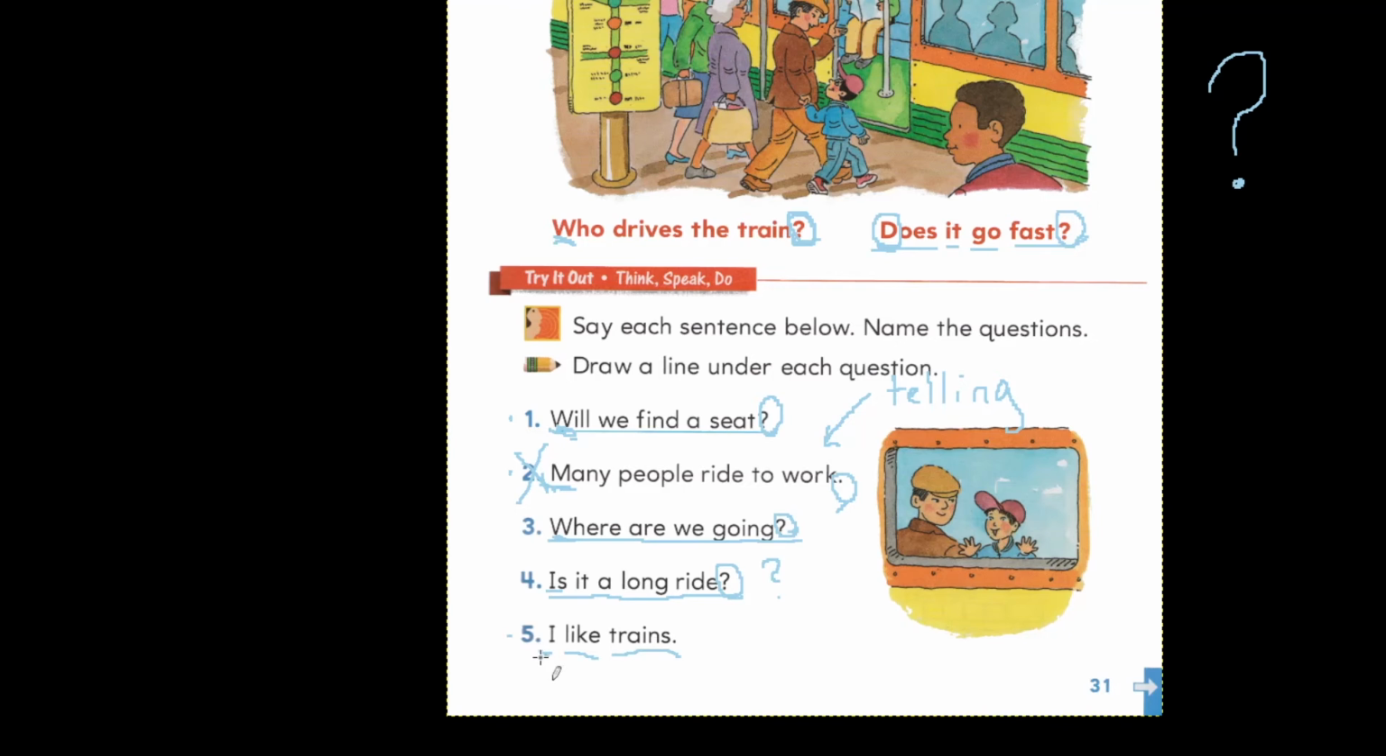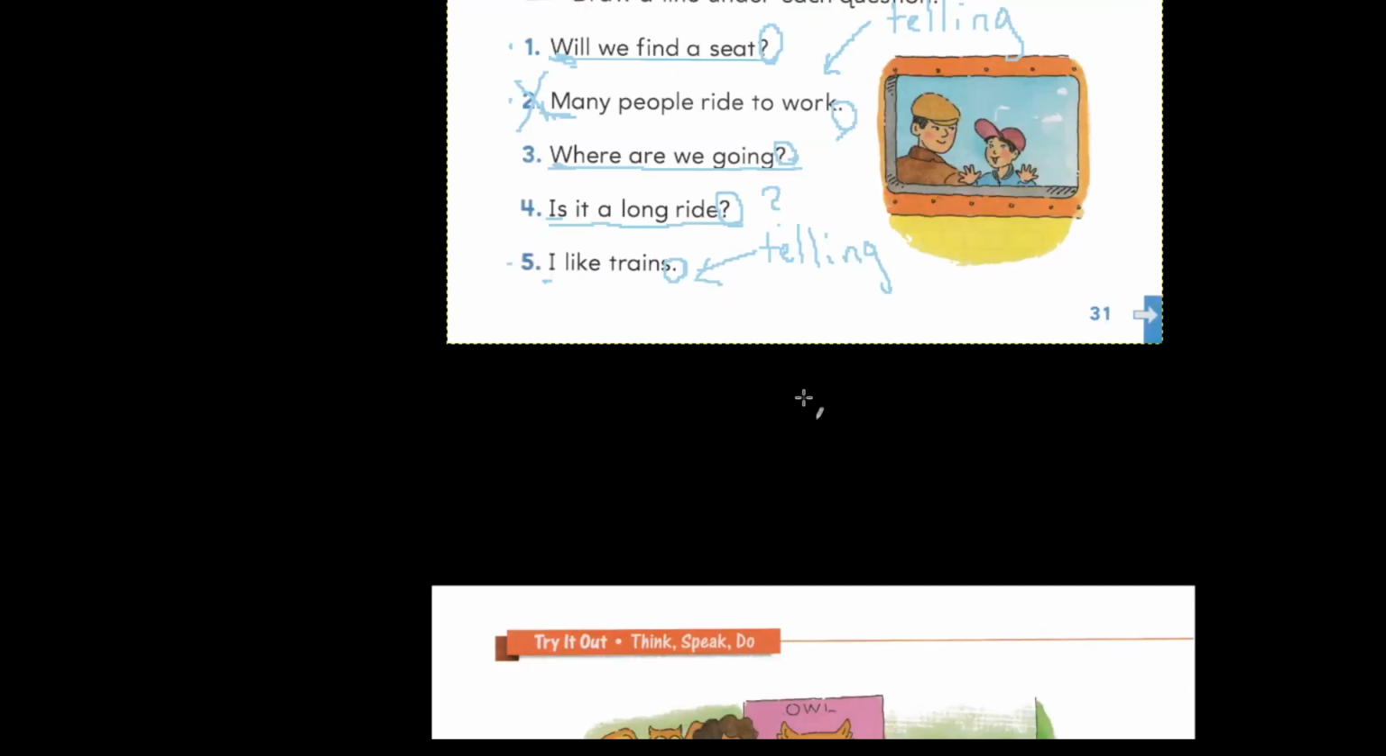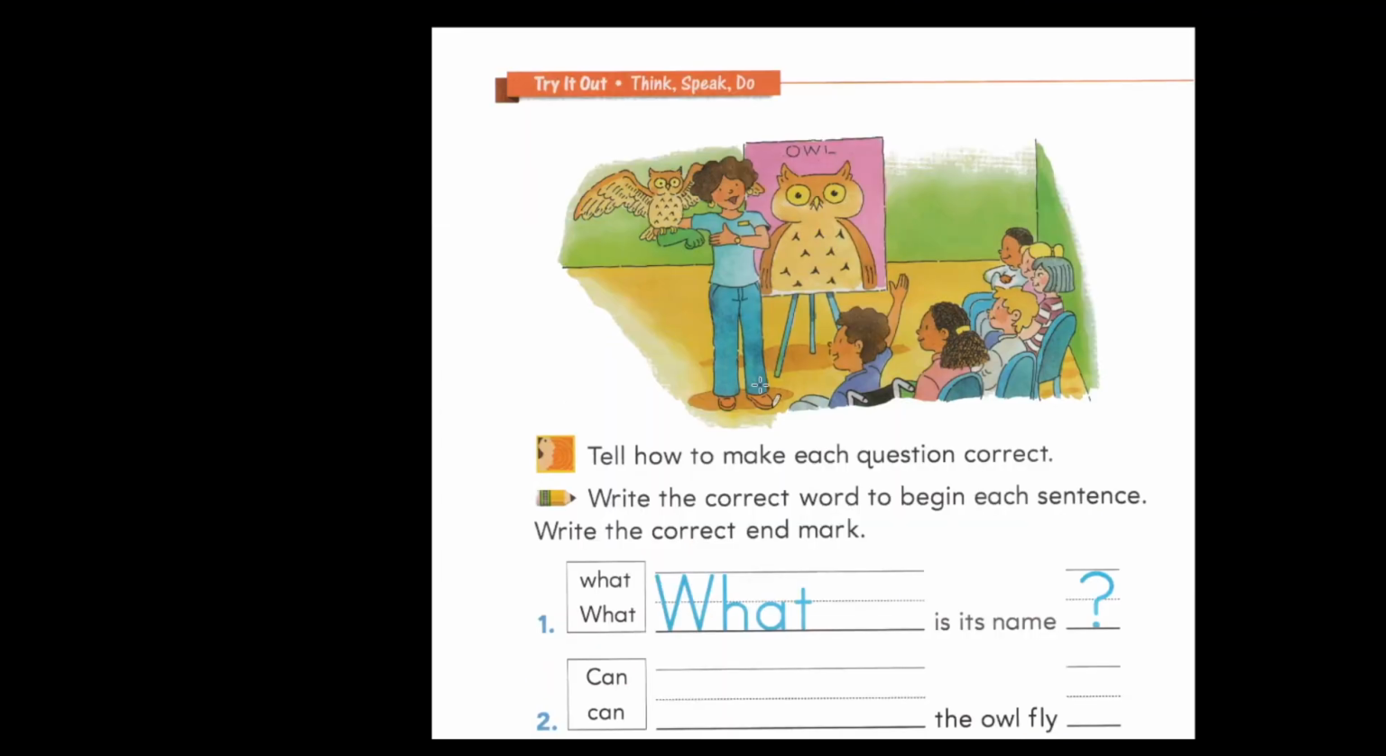And number five, I like trains. Well, look, we have, let me erase some of this, we have the uppercase I, but look, this is a period, not a question mark. So this is a telling sentence. There we go. So we have three question sentences. Very good. Let's move on and see our other worksheet down here.